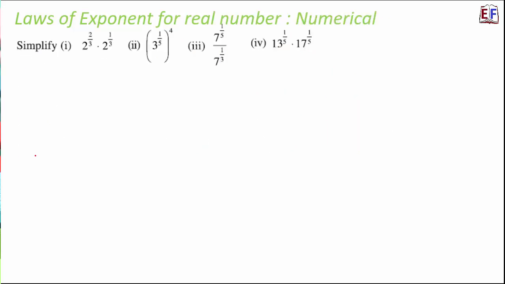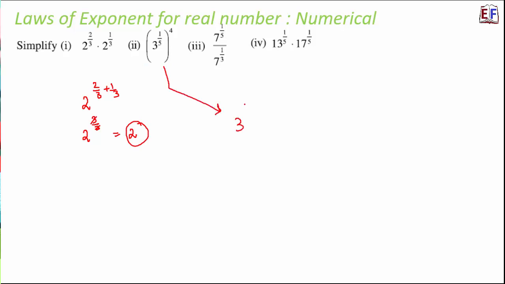And based on these laws, let us practice a few questions. 2 to the power 2 by 3 into 2 to the power 1 by 3. So we see that the bases are the same and they are getting multiplied. So what will happen to the powers? The powers will get added up. So this becomes 2 to the power 3 by 3, which is equal to 2 to the power 1, that is 2.